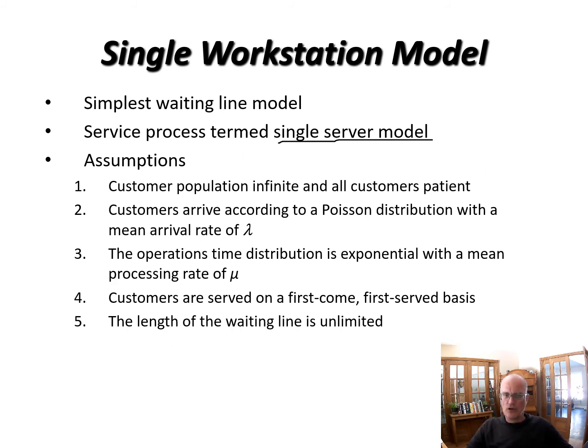Customers arrive according to a Poisson distribution, which we looked at already, with a mean arrival rate of lambda. Operations or service time distribution is exponential, which we already looked at, with a mean processing rate or service rate of mu. Customers are served on a first come, first served basis. That's the priority rule. And the length of the waiting line is unlimited. So depending on the circumstances, there's no constraint on the line. There's no physical constraint on how many people can wait in line. And this is tied a little bit to customer patience.